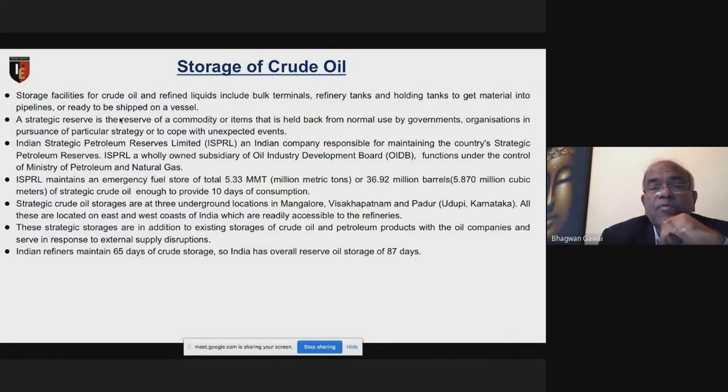See, storage of crude oil. Normally what happens, the entire crude from midstream is gathered in the midstream area. So you get properly processed crude in this area, and then it goes to the refinery for refining purposes.